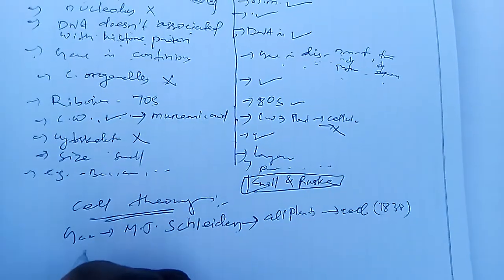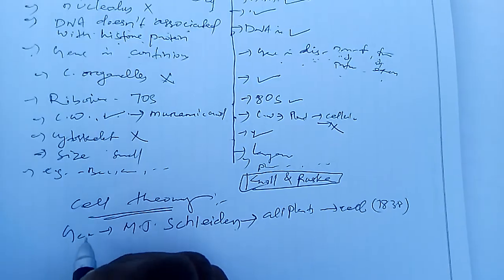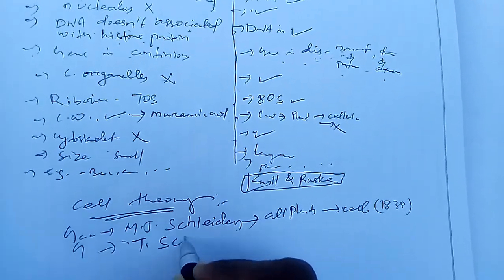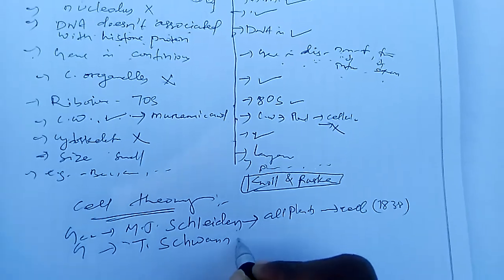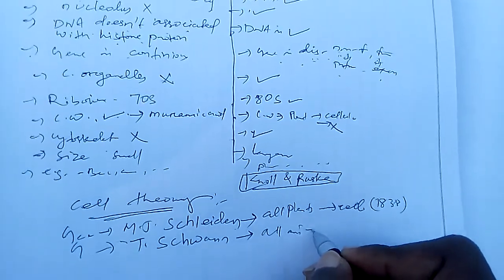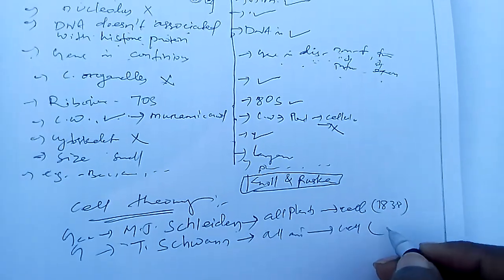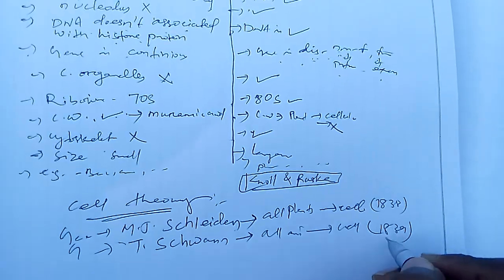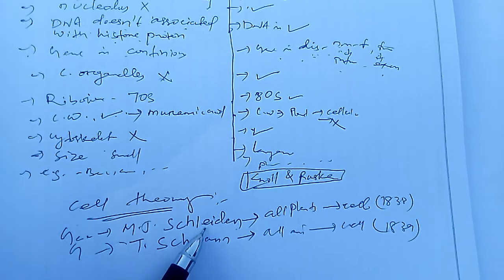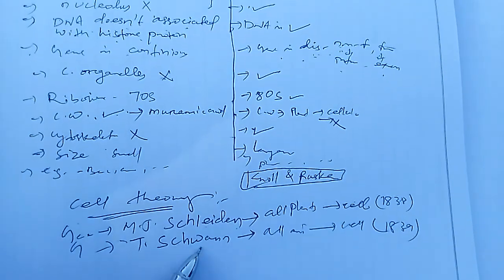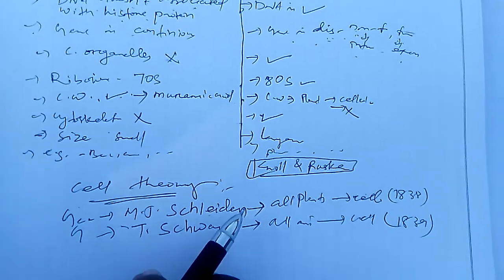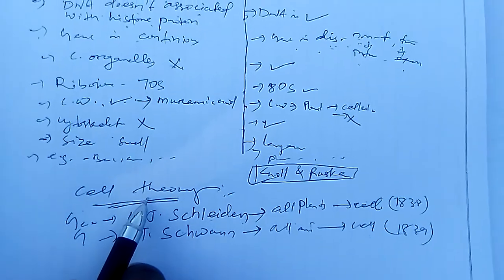In this time period, another German scientist, T. Schwann, S-C-H-W-A-N-N, says that all animals are also made up of cells. This is around the year 1839. So one German botanist, M.J. Schleiden, says that all plants are made up of cells, then Schwann says that all animals are made up of cells. So Schleiden and Schwann combined their statements to formulate the cell theory.